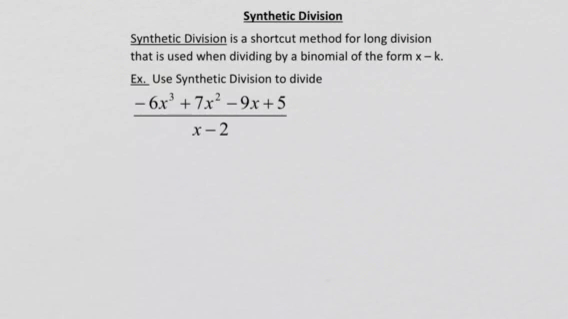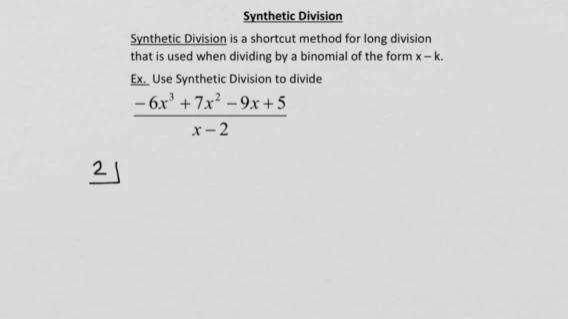To set up synthetic division, we'll take a backward shape L that I'll call the box, using the number here from x minus 2, considering that it has to be in the form x minus k. Our k value is the number 2, so it will always be the opposite than what it appears. We'll take the number 2 as our k value.